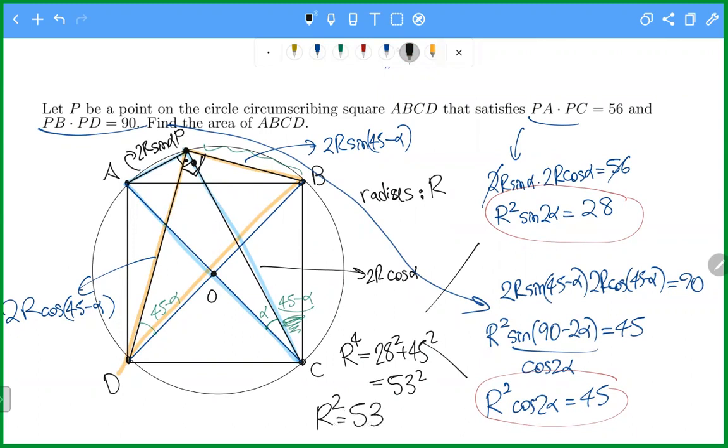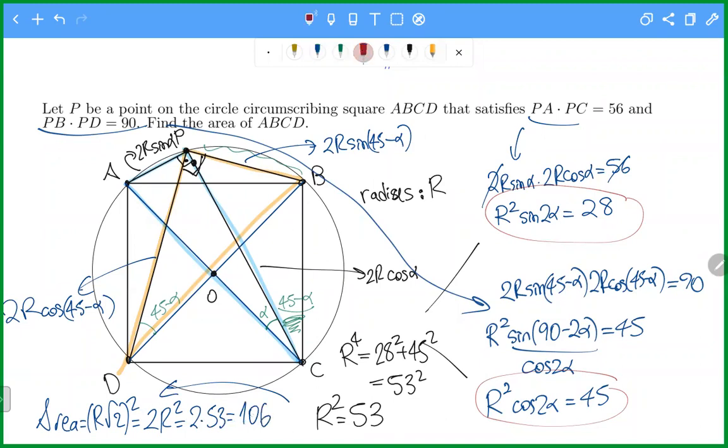And finally, we want to find the area of the square. And the area is R root 2 quantity squared, which is 2R squared. And this is 2 times 53. It's 106. And 106 is our answer.